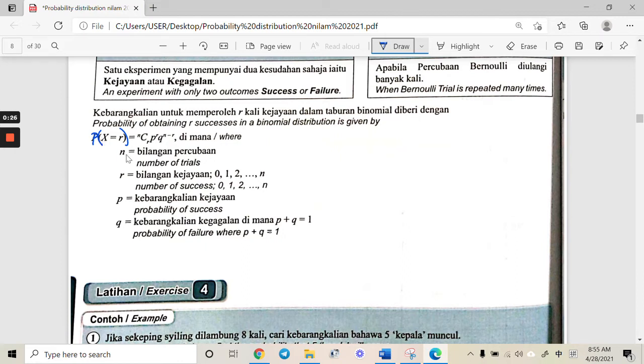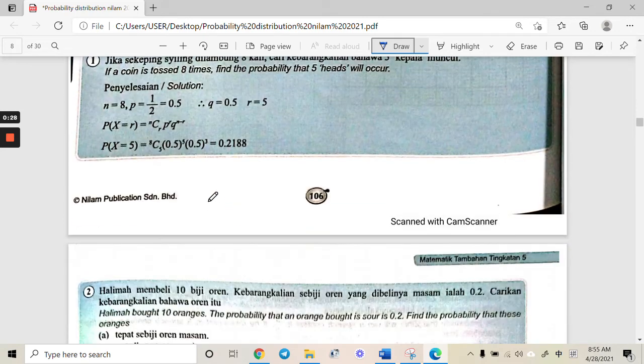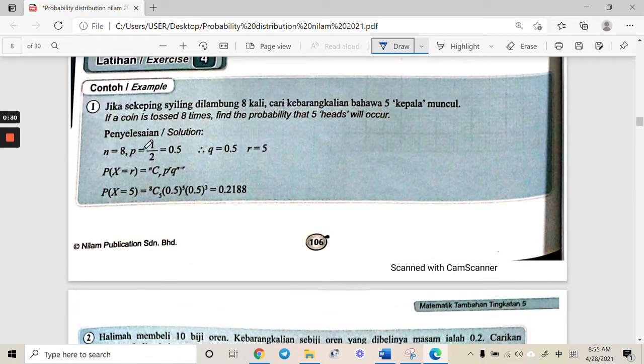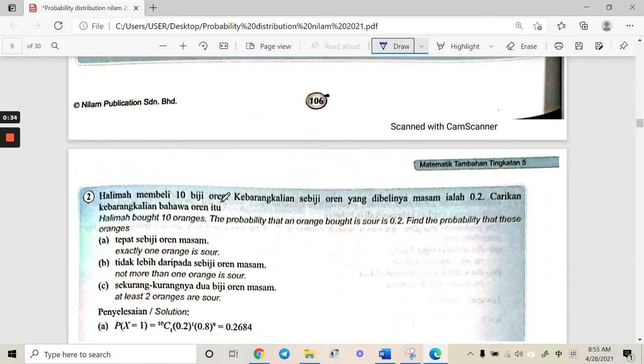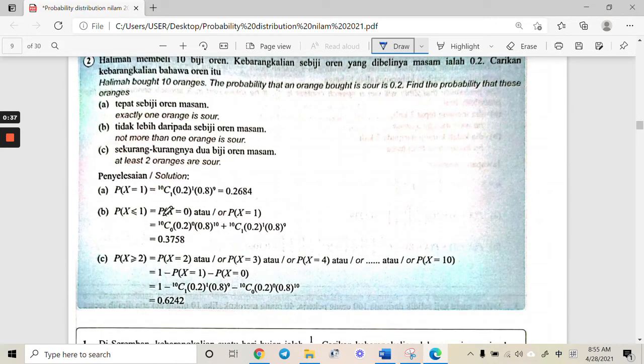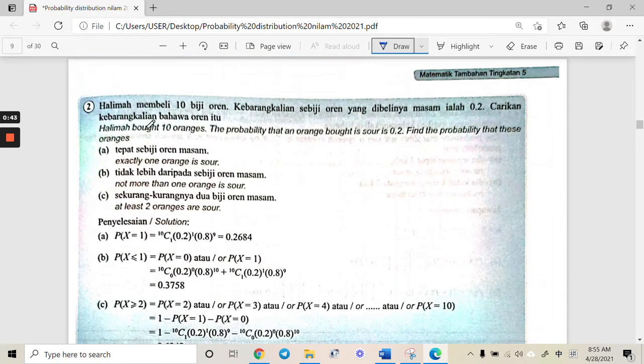So remember this formula. In yesterday's lesson I taught you how to use this single formula like this, right? Today we will try to learn more like this. You need to apply the formula two or three times for the equation here. Okay, so look at question number 2 at page 107.